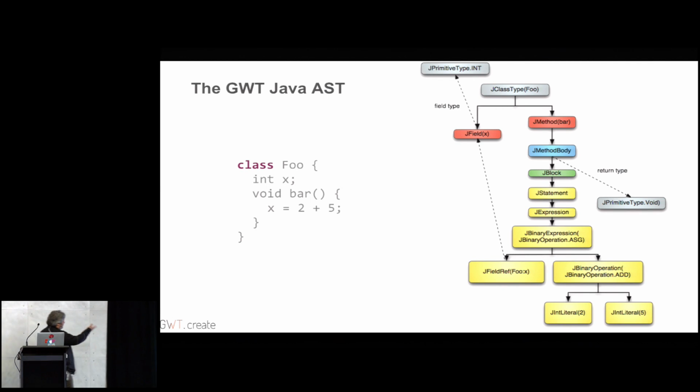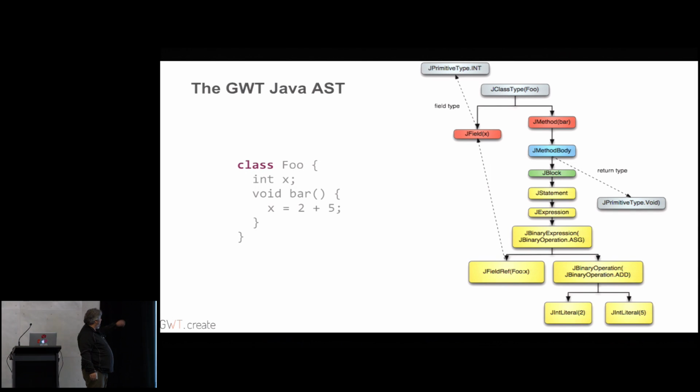So here, for example, is the representation for a class Foo that has an int field and a method. As you see, you have a node of class type, and that would have, as members, a field and a method. The method would have a body, the body would have a block, and the block would have one statement, which is an expression, actually a binary expression that has two sides. One side is a field reference, and the other is the actual operation.